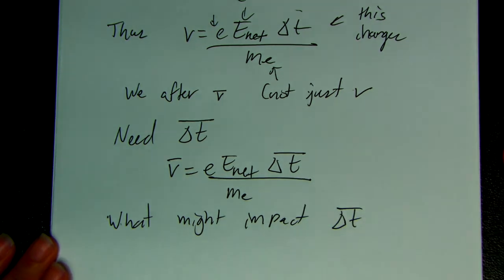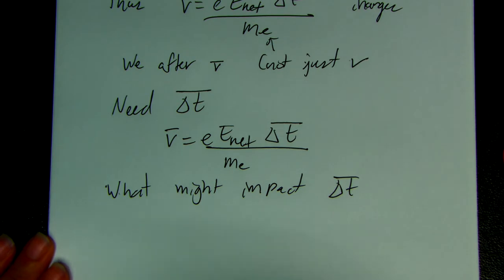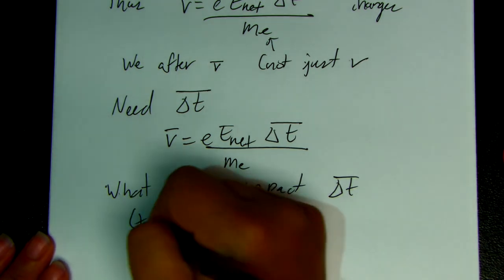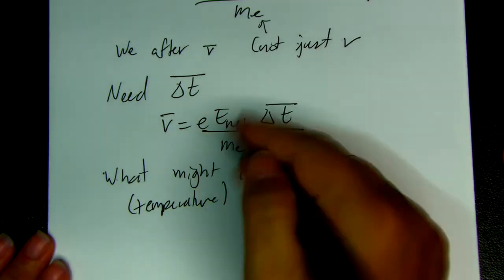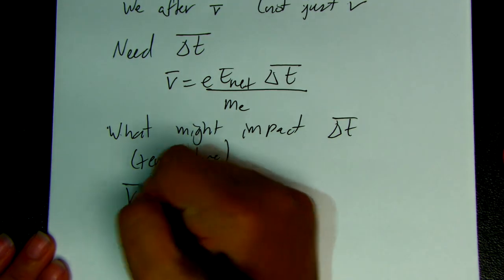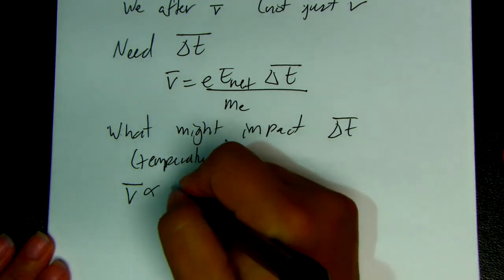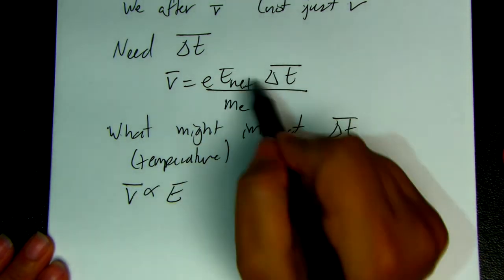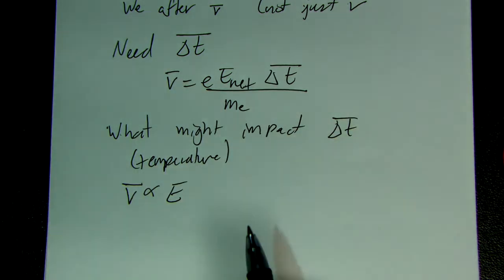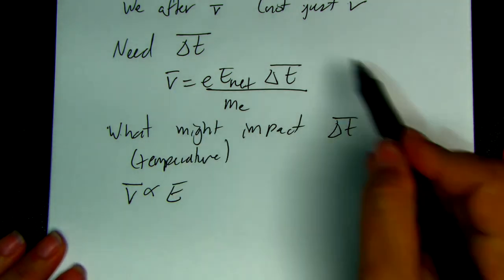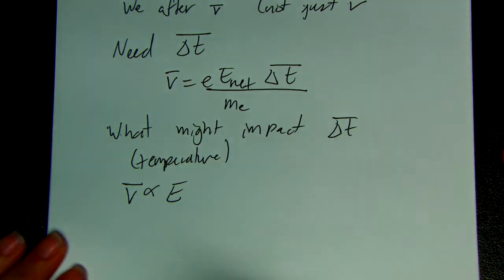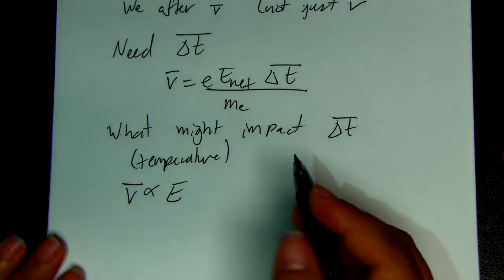If you think about it, if the metal is cooler, then it's going to be vibrating slower. That has an impact, so temperature can affect it. We can also see from looking at this that there is a relationship between the average velocity and the electric field. You make the electric field bigger, the average velocity goes up. So we can see all of the different influences that would impact electron speed through a given metal.